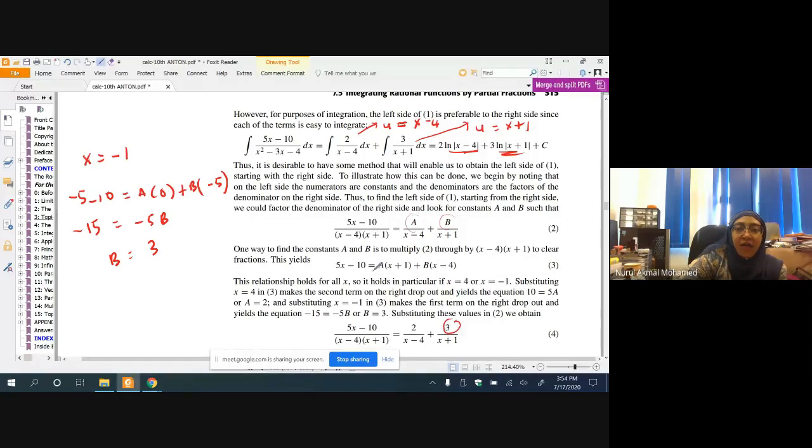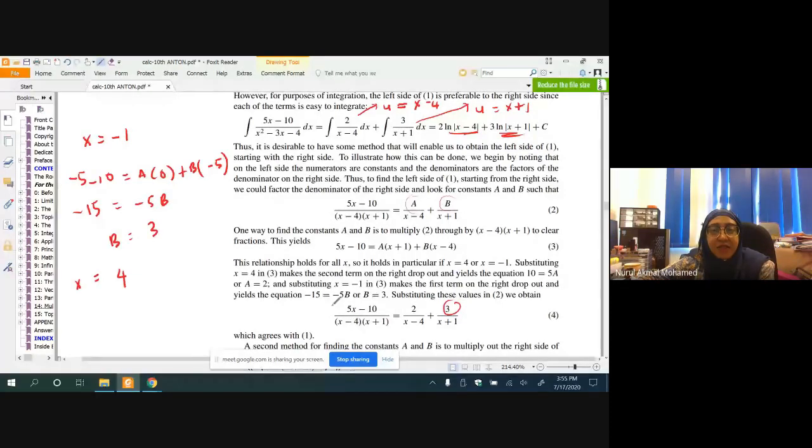Okay, in order to get A, you can let x equal to 4. If you let x equal to 4, this side will be 0, because 4 minus 4 will give you 0. So it will give you the solution for A. I'm sure you will get 2 for the value of A.